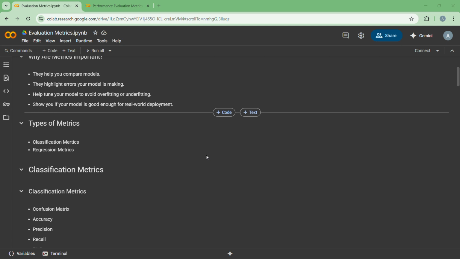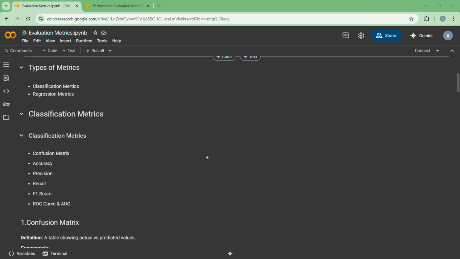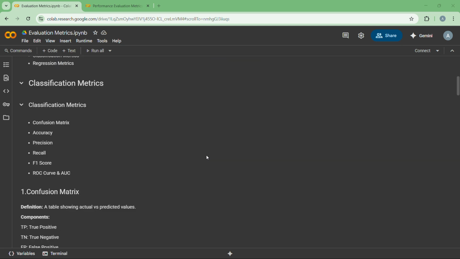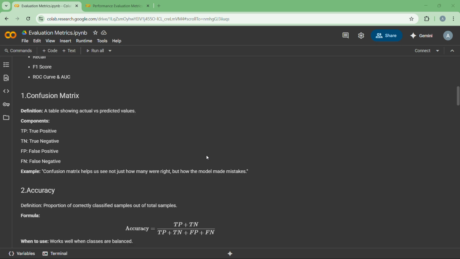And types of metrics: there are two types, classification metrics and regression metrics. In classification metrics we have six types: confusion matrix, accuracy, precision, recall, F1, ROC curve, and AUC. First we see the confusion matrix. Definition: a table showing actual values versus predicted values.